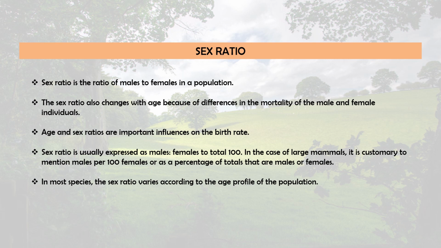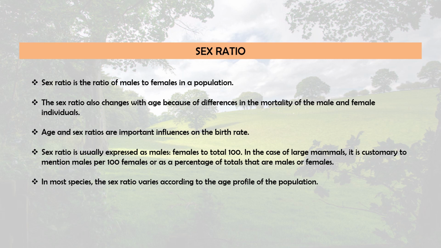That's an example. In case of large animals, it is customary to mention males per 100 females or as a percentage of totals that are males or females. Another way, a verbal way, of expressing the sex ratio is to say that it is a male biased population or a female biased population. In male bias, more males are present than females, and in female bias, more females are present in a population than males.